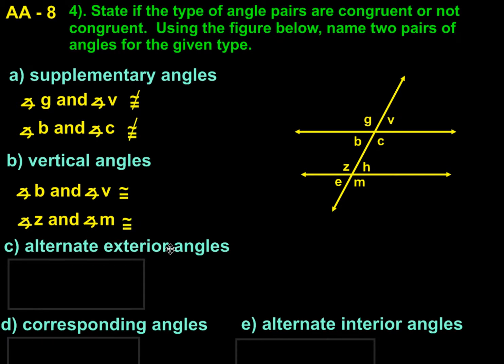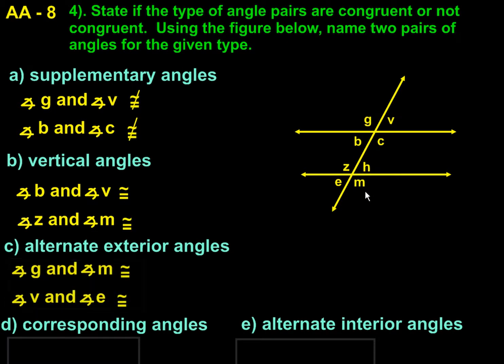Alternate exterior angles. So they're going to be outside of these parallel lines. And I've got angle G and angle M. G is on the outside, M is on the outside. They're opposite each other. And I've got angle V and angle E, also on the outside, exterior, and they're opposite each other.